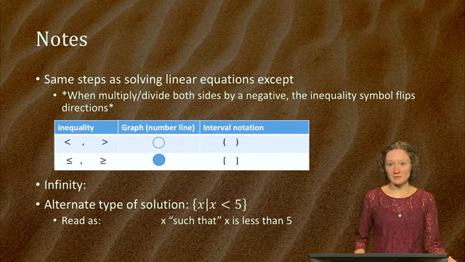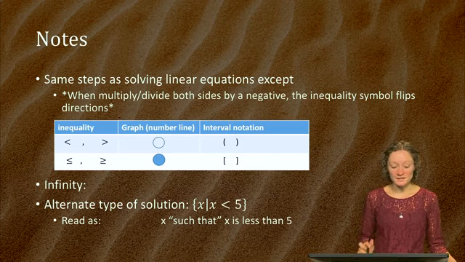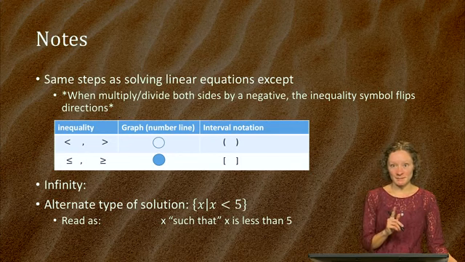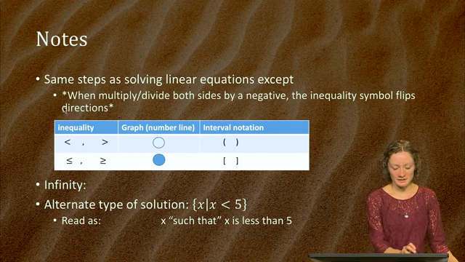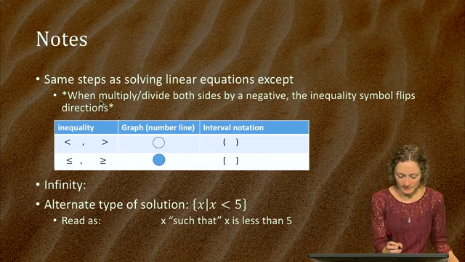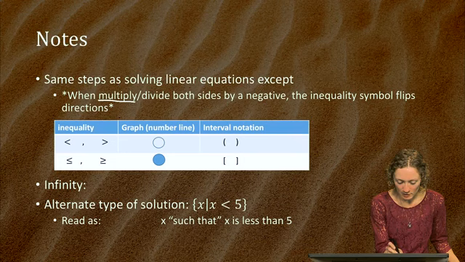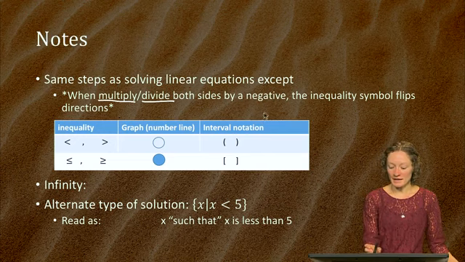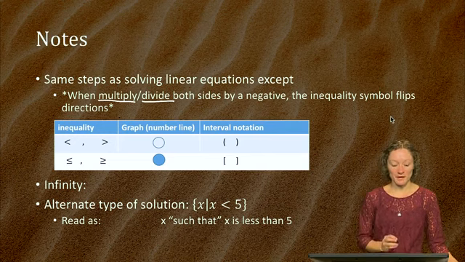The notes for these types of problems: we will use the same steps as solving linear equations, with one exception, and that exception is this first bullet point right here. When you multiply or divide both sides of the inequality by a negative, then the symbol will flip directions.